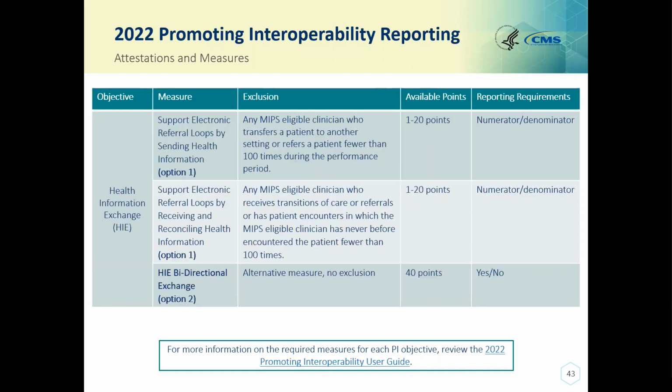For health information exchange, you have some choice. You can either choose to do the support electronic referral loops by sending health information measure and the support electronic referral loops by receiving and reconciling health information measure, or you can choose to do the HIE bidirectional exchange measure. The first 2 measures are numerator and denominator measures, and the second one, the bidirectional exchange, is a yes/no. And either way, you could earn a maximum of 40 points.